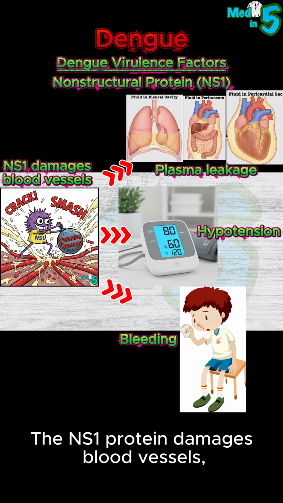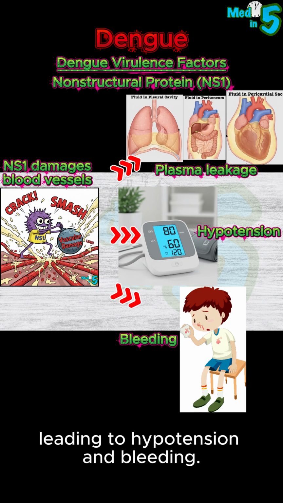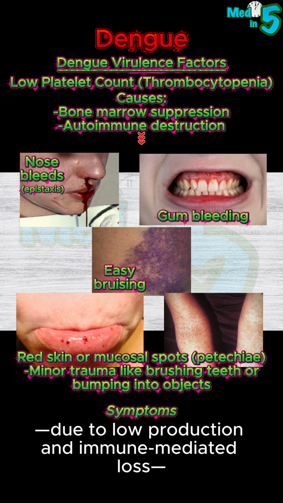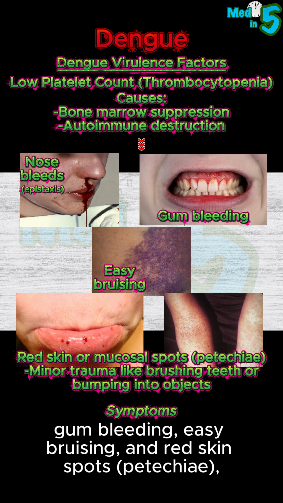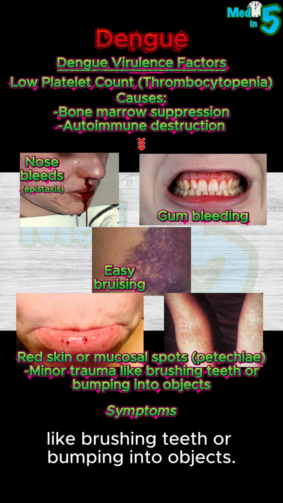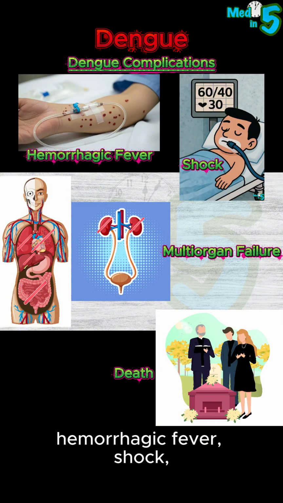The NS1 protein damages blood vessels, causing blood plasma to leak, leading to hypotension and bleeding. Falling platelet counts, due to low production and immune-mediated loss, contribute to hemorrhage. Symptoms include nosebleeds, gum bleeding, easy bruising, and red skin spots, especially after minor trauma like brushing teeth or bumping into objects. Severe infection can cause dengue hemorrhagic fever, shock, multi-organ failure, or death.